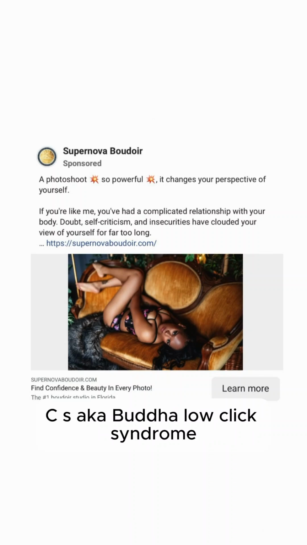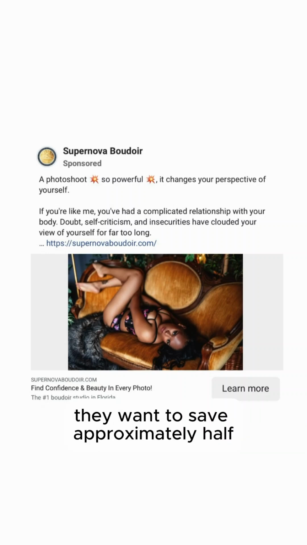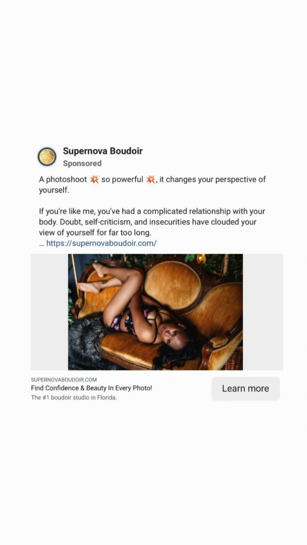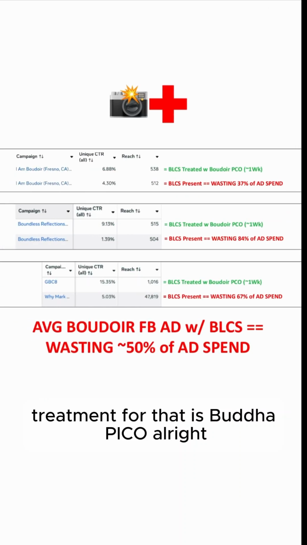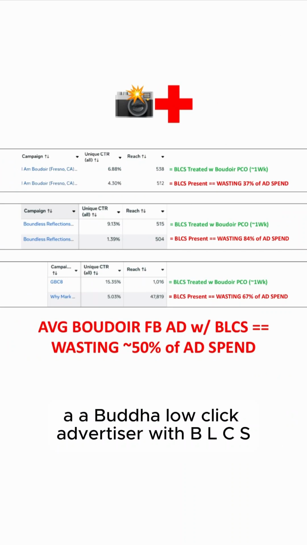From what I'm seeing here, I do believe this Boudoir Facebook ad has BLCS, aka Boudoir low click syndrome, and if they want to eliminate approximately half their wasted ad spend, treatment for that is Boudoir Pico.